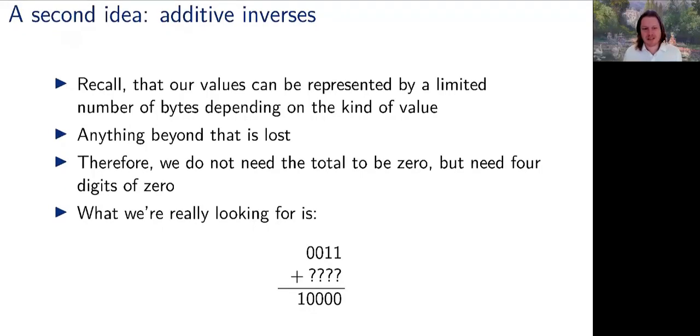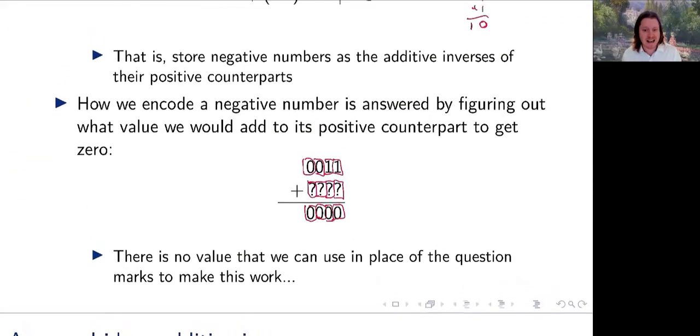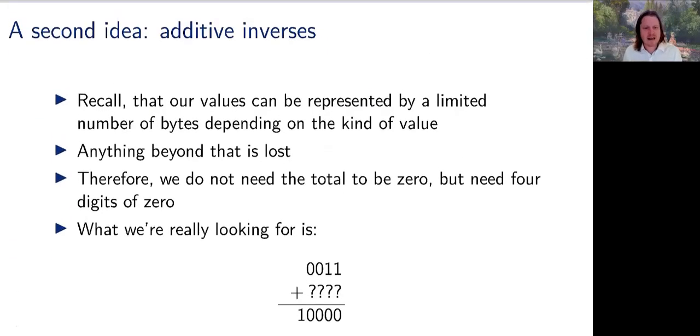recall that our values can be represented by a limited number of bytes or bits depending on the kind of value. Anything beyond that is lost. Therefore, we do not need the total to be 0. We don't have to worry about getting all zeros, the result of this computation, into 4 bits. All we need to be concerned about is that we get 4 zeros, and anything that does not fit within the finite number of bits that we have is going to get disregarded. So with this in mind, that anything beyond the 4 bits of representation is lost during an arithmetic operation, we do not need the total to be 0, but we need 4 digits of 0.